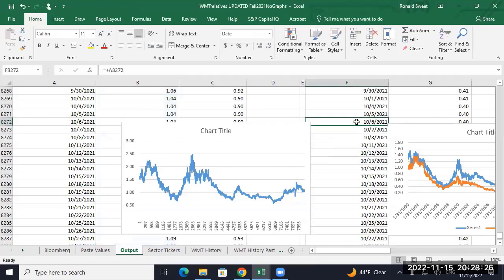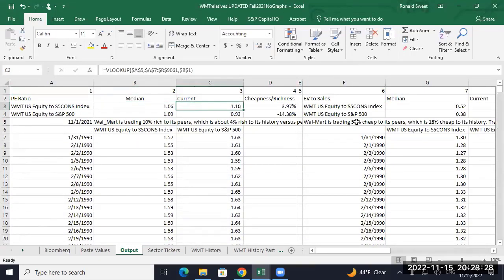You do quote these numbers up at the top. We talked about how to do that last time. Walmart is trading 10% rich to consumer staple stocks. Historically, it's traded about 6% rich, so it's trading about 4% richer than its history. That's the kind of comment you're going to make here.